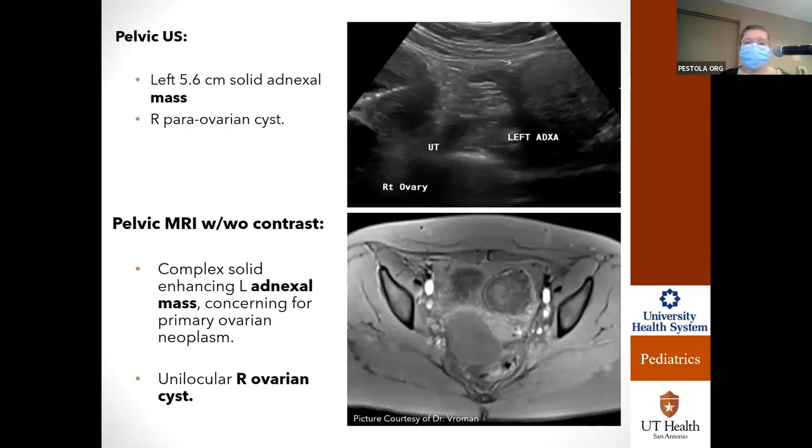Now, we did obtain further imaging because of the renal ultrasound finding, and ultrasound did show presence of a solid left-sided adnexal mass and a right para-ovarian cyst. To further characterize the findings, we obtained an abdominal and pelvic MRI without contrast, which showed a complex solid enhancing left adnexal mass concerning for a neoplasm.